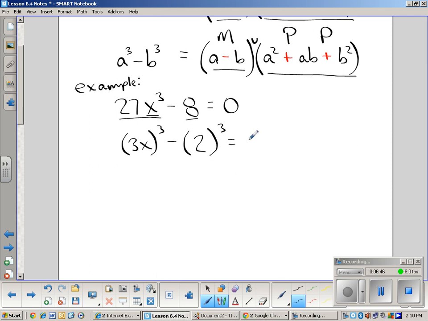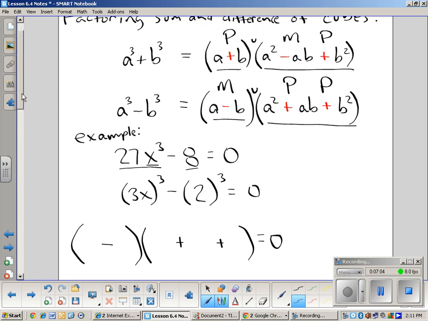This is equal to 0. So in the first set of parentheses, well, let's put the signs in first. Notice that the first letter of the acronym is whatever the sign was. So when it was plus, when it was the sum of 2 cubes, it starts with a plus. When it was the difference of 2 cubes, it starts with a minus. Okay? Something to help you keep that part straight.